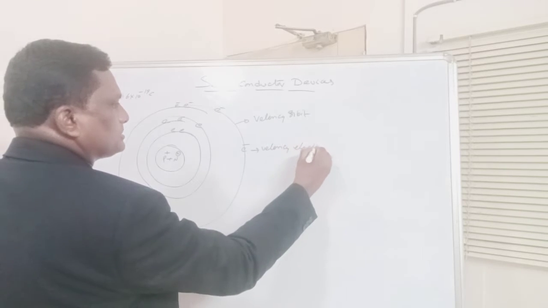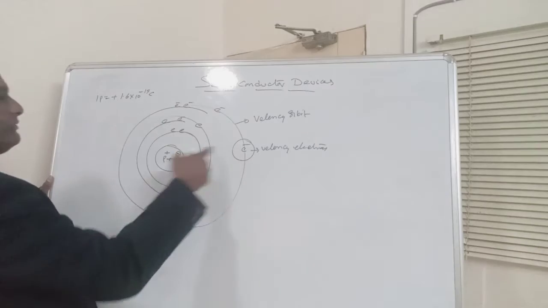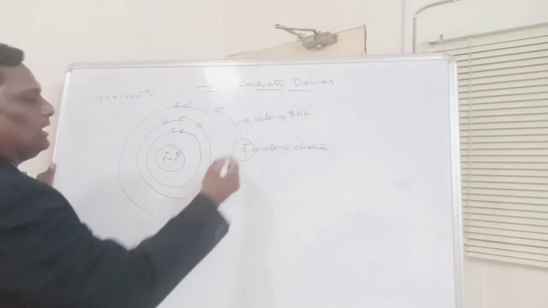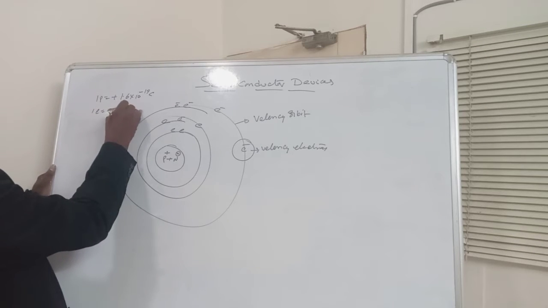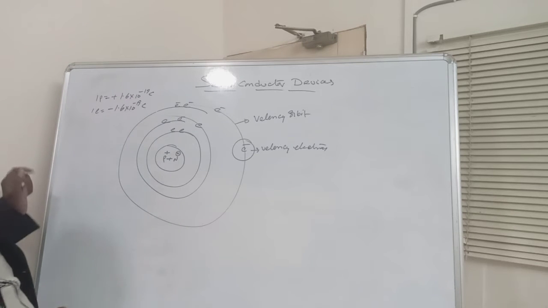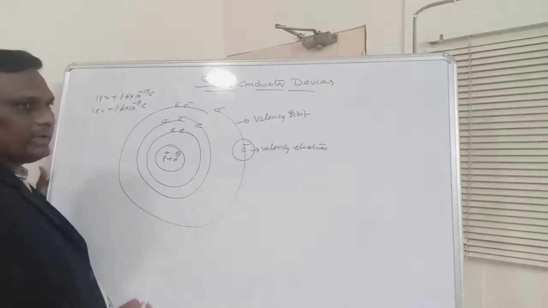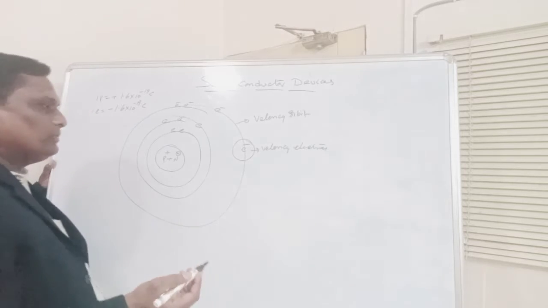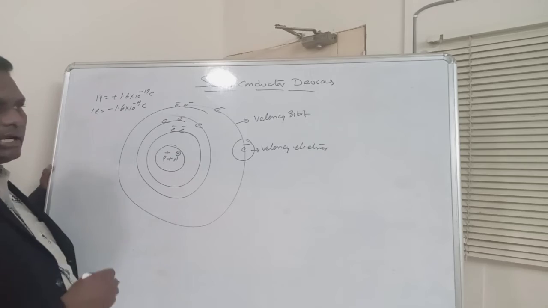Now these valency electrons are loosely bound to the nucleus. Why? Because here protons are there, here electrons are there. Electron has negative charge. The charge of an electron is equal to minus 1.6 into 10 power minus 19 coulombs, means the magnitude is the same. Between them a force of attraction is there, and that force of attraction acts as a centripetal force. With that centripetal force, these electrons revolve around the nucleus in certain orbits.